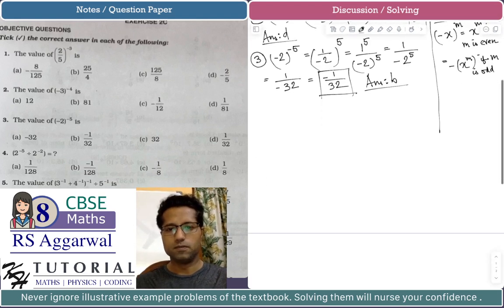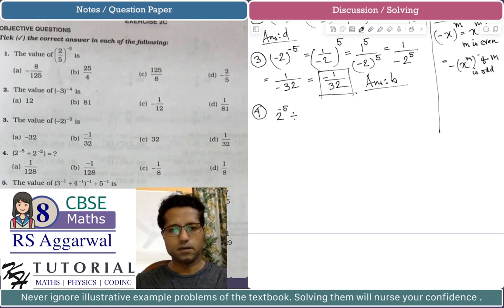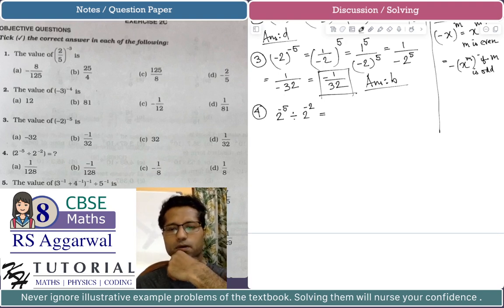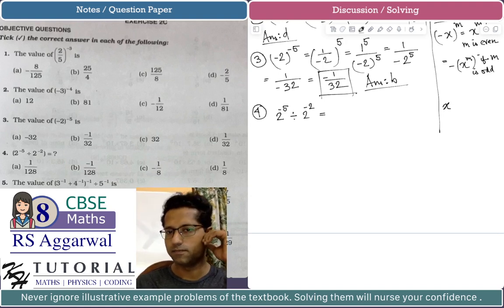Okay, let's do problem number 4. We have to find the value of 2 to the power minus 5 divided by 2 to the power minus 2. So we will apply the laws of exponents, since we can see it's a division of two exponents where the bases are the same, the base is 2.